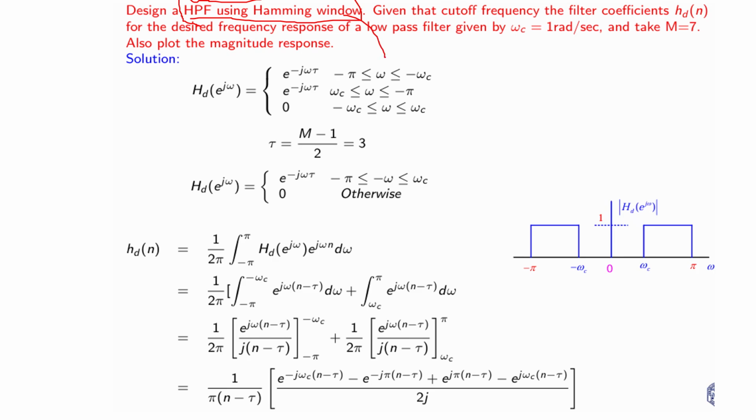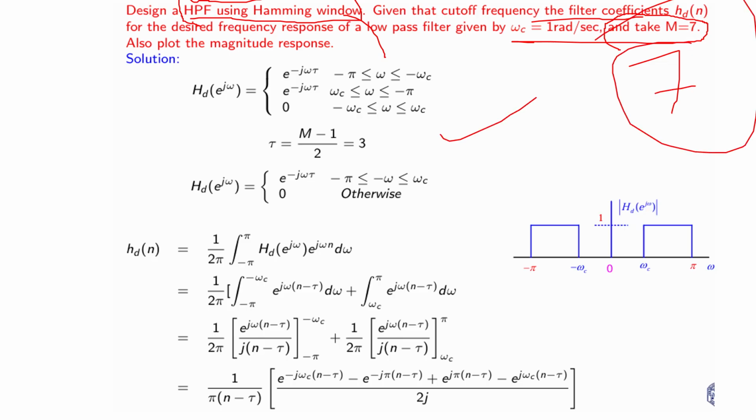So in that case, if you remember the equation for the Hamming window, it will be very easy. The cutoff frequency is given, and the filter coefficient hd(n) is given for the cutoff frequency omega c, and M is given. Your M is say 1 in this case, right? In the previous case it was 11, right?